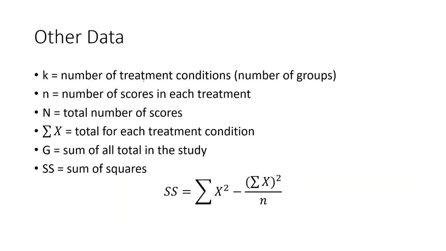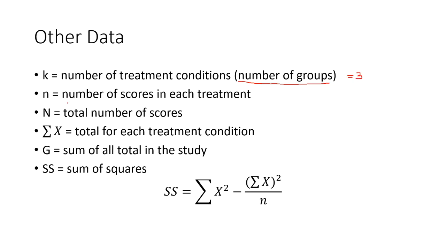So here are the other data that we'll be needing. We have to find our K, our N, capital letter N, summation of X, our G, and our SS. So K here is the number of treatment conditions or the number of groups. So how many groups do we have? That is 3. So meaning to say our K is equivalent to 3.